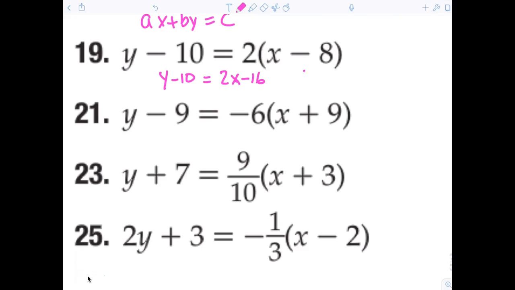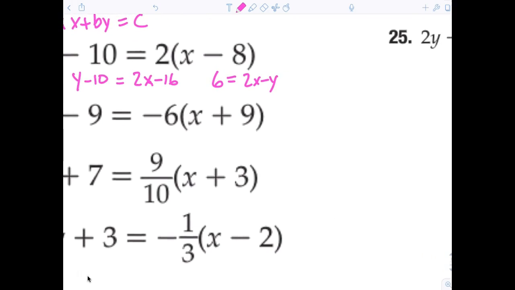So we have 6 is equal to 2x minus y. Agreed? But we want to go ahead and write it as 2x minus y equals 6. Any issues? Good job. All right, I like that.